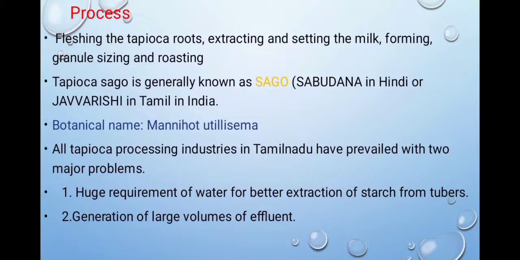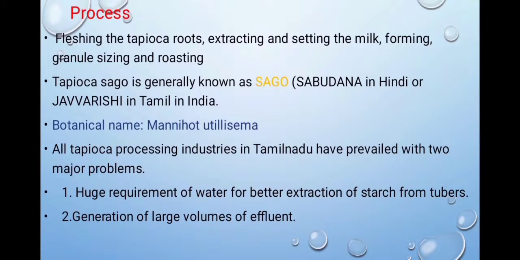And the next one is the process for preparing the sago: flushing the tapioca roots, extracting and setting the milk, forming granule, sizing and roasting. Tapioca sago is generally known as sago. It is otherwise called sabudana in Hindi or Javarsi in Tamil in India. Botanical name of tapioca is Manihot utilissima.